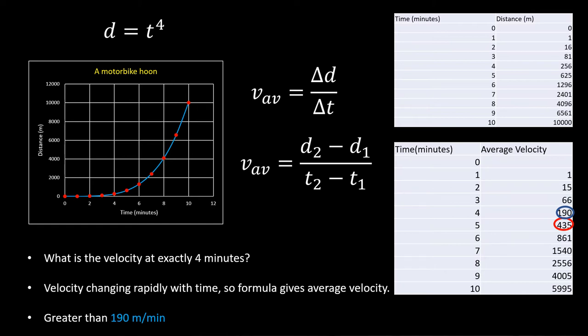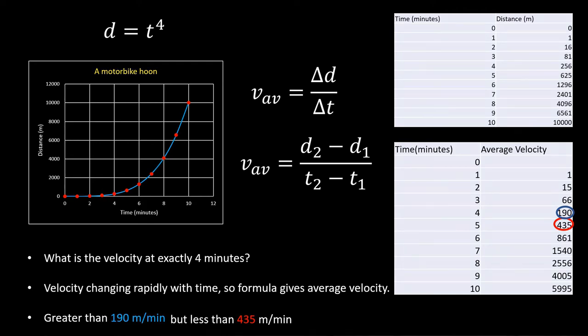Therefore, it is really giving us the average velocity between 3 and 4 minutes, which must be less than the true velocity at the 4-minute mark. Likewise, the average velocity at 5 minutes must be greater than the instantaneous velocity at 4 minutes, because the 5-minute value is calculated by taking the distance travelled over the 4th to 5th minute, and so is really the average velocity between the 4th and 5th minute, which must be greater than the instantaneous velocity at the 4-minute mark.